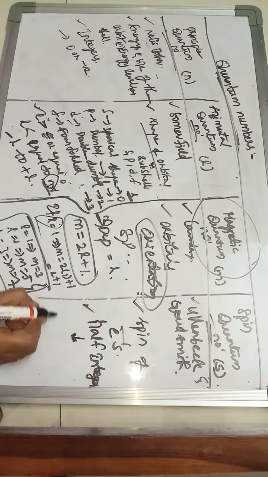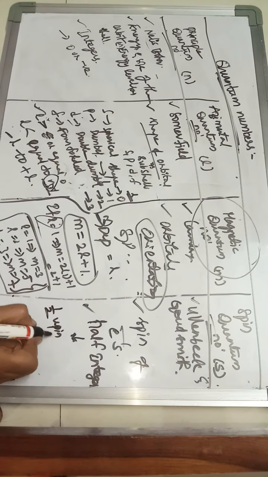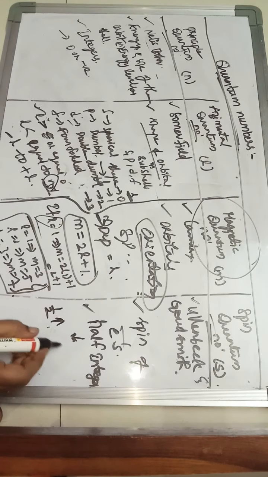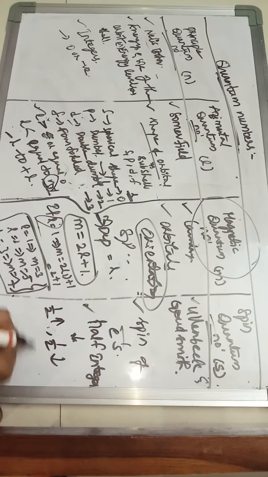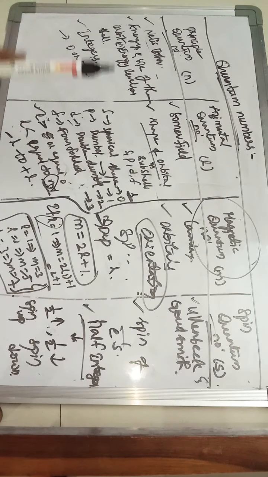Okay, half integer value, and this is half spin up. It indicates like this, called spin up or spin down. Okay, it is always expressed in half integer values. Okay, these are about the quantum numbers, which are of 4 types: principal quantum number, azimuthal quantum number, magnetic quantum number, spin quantum number.